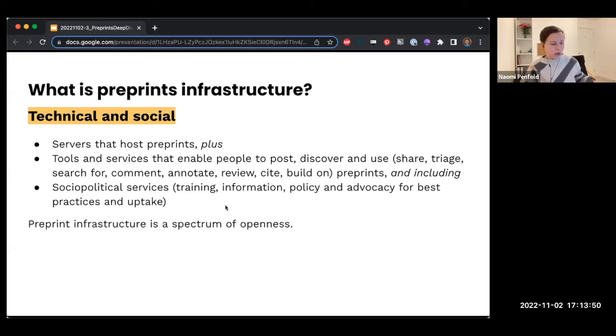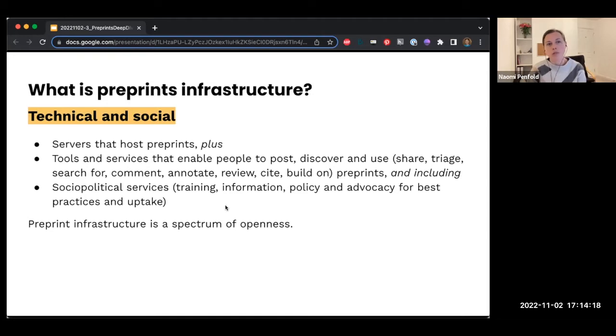And when we talk about preprints infrastructure, we are investing in open infrastructure, and we're focusing on open infrastructure and principles like community governance and transparent operations, mission aligned revenue streams, and all those kinds of factors. And the preprint infrastructure right now is a whole spectrum of openness. And some people may be aligned with those principles of open infrastructure and aspiring towards them, if not completely there. And others may not be aligned. So there's a whole diversity.